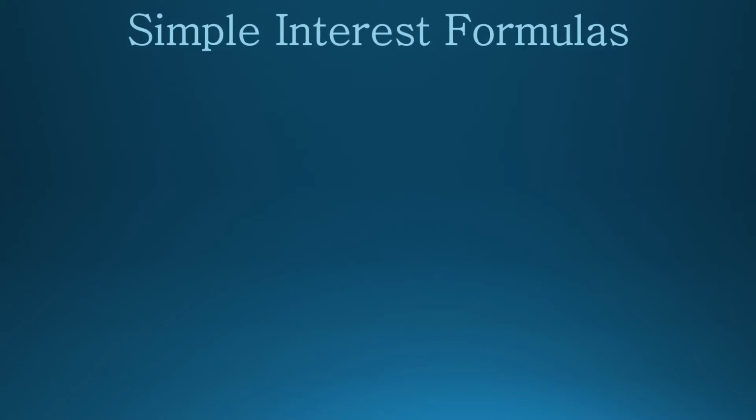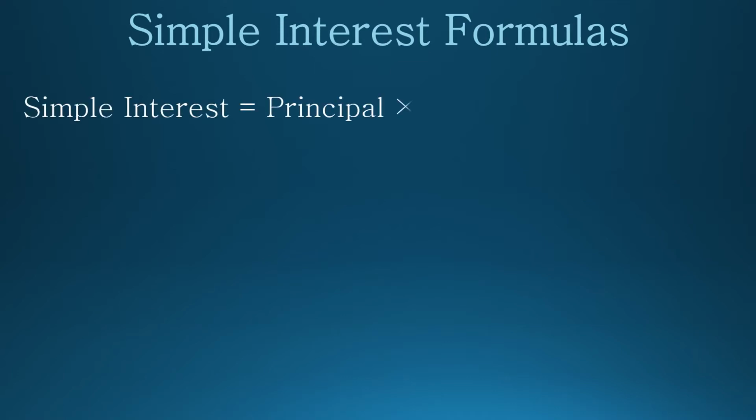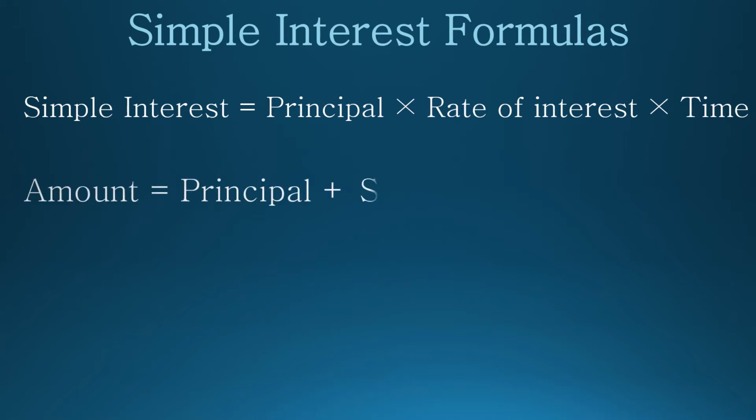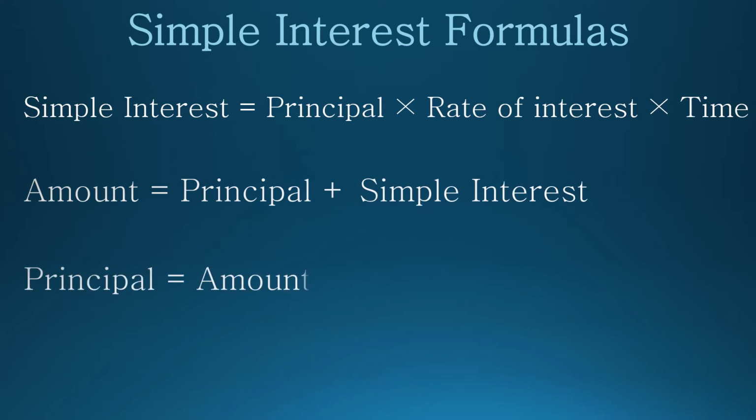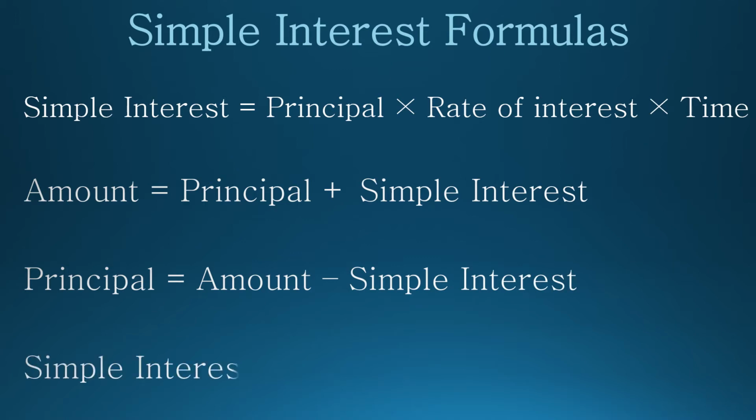There are a few formulas that you need to memorize so that you can solve this chapter very easily. First, simple interest is equal to principal multiplied by rate of interest multiplied by time. Second, amount is equal to principal plus simple interest. Third, principal is equal to amount minus simple interest. Fourth, simple interest is equal to amount minus principal. To understand it in a better way, let us solve some questions.